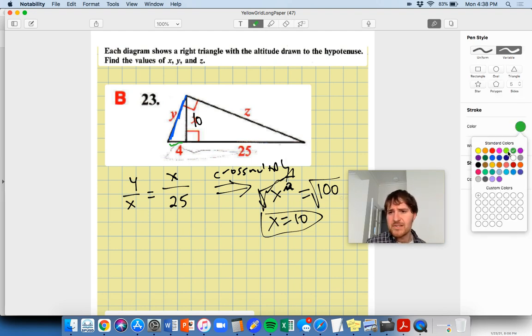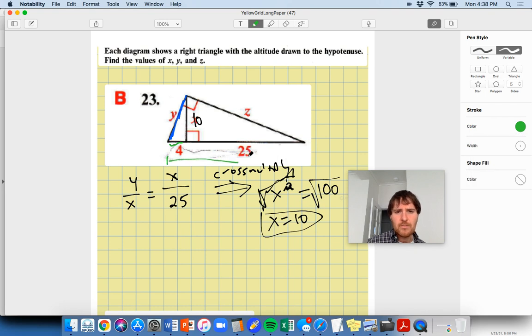So let me identify this here. The whole hypotenuse, we haven't figured that out yet, but by the segment addition postulate, 4 plus 25 is 29. So we have that there. This length y, because of the corollary, is the geometric average of 4 and 29, the proportional average, the go-between. The geometric mean of 4 and 29.